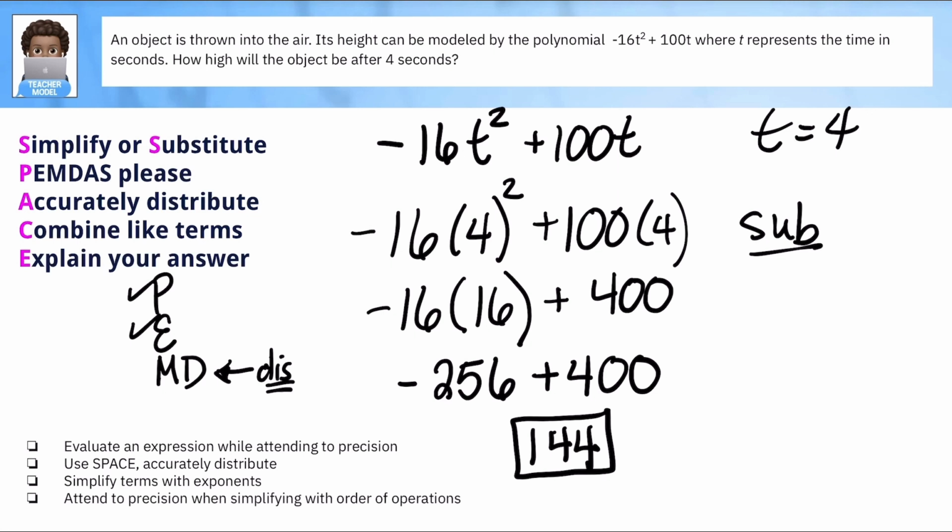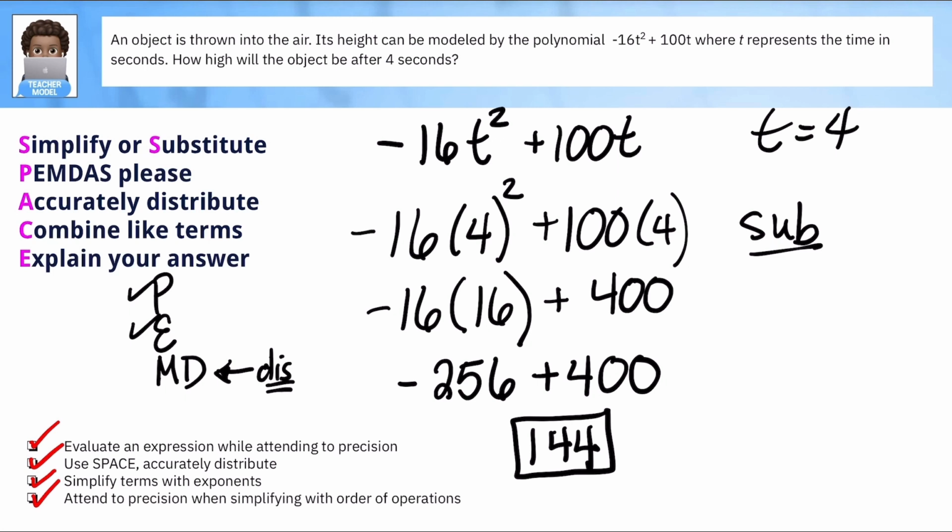All right, so here's a check off. Did I evaluate and attend to precision? Yes, I was very careful. I could use my calculator to double check that. Looking to see that we're using our space and accurately distributing, and we did. We made sure that we substituted first, used our order of operations, distributed, combined any like terms, and we didn't have to explain our answer. We simplified terms with exponents. We did that right over here. And we attended to precision of our order of operations.